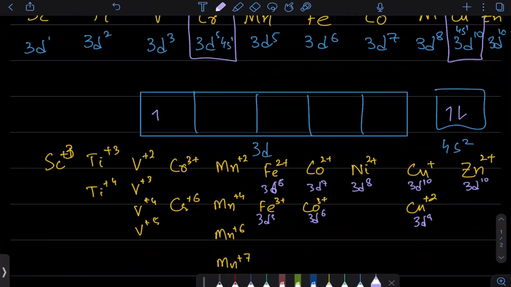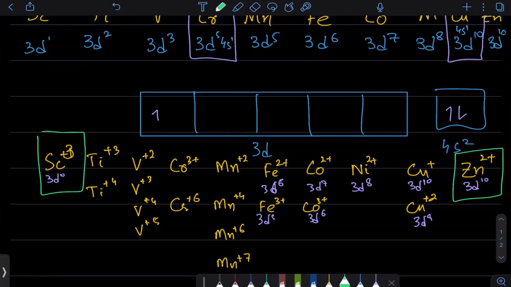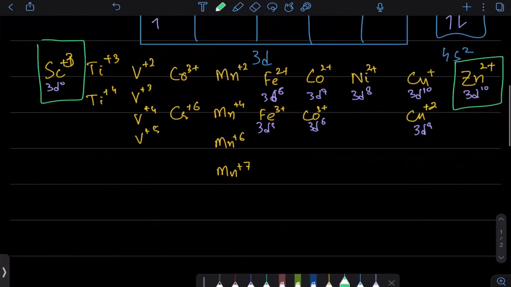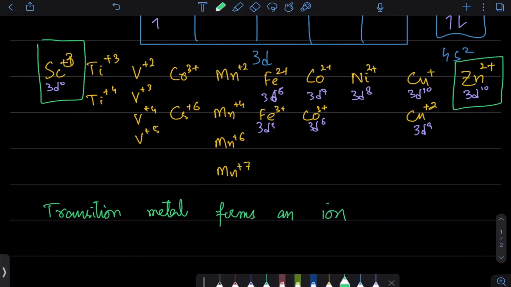Okay, let's look at the arrangement of these. So this is 3d0. And the rest of them have some variation in 3d. There are 2 of them, scandium and zinc, whose 3d is either complete or gone. And this is where we are going to define what a transition metal is. A transition metal forms ions with an incomplete d orbital. Incomplete d orbital is important, and that's not happening here. In the case of zinc, you have a complete d orbital, not a transition metal. In the case of scandium, you have 3d0, the 3d is gone, not a transition metal.